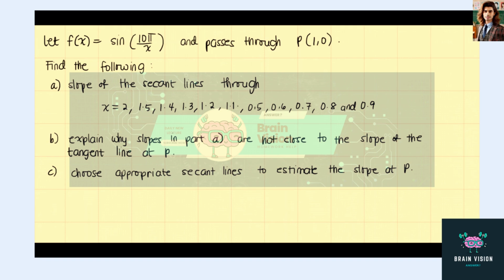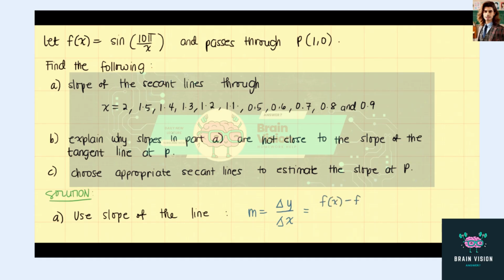Now for the first one, to find the slope of the secant line, we use the formula for the slope of the line, which is the change in y over the change in x. In this case, that will be f of x minus f of 1 over x minus 1. Since f of 1 is 0, we have f of x all over x minus 1 as the slope of the secant line. So we will use this formula to find the slope of the secant lines through these given x values.